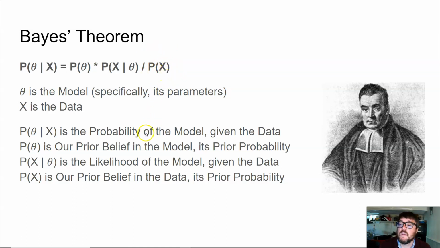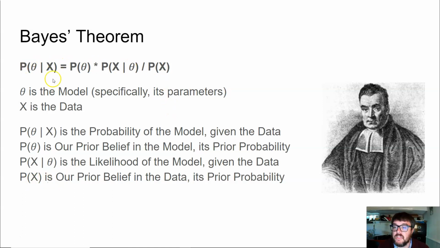So theta is the model, specifically the parameters of the model. X is the data, or data set, right? And so the probability of the model given the data is this one. This is the prior belief in the model, or the prior probability. This is the likelihood of the model given the data. And this is our prior belief in the data. It's the prior probability of the data.